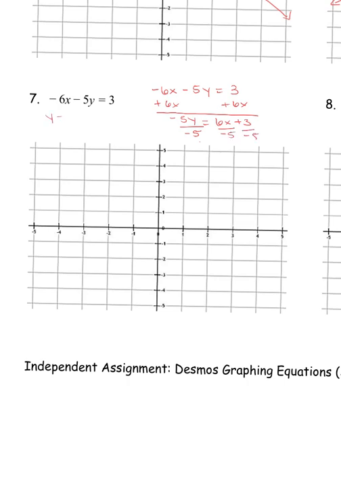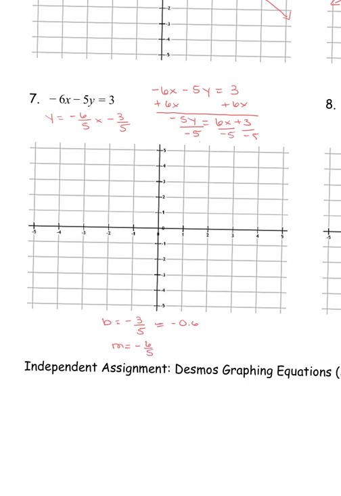And we get y is equal to negative 6 over 5x minus 3 over 5. All right, so looking here, we have to start with our y-intercept. So we know that our y-intercept, which is b, is negative 3 over 5, which is equal to negative 0.6. And then for our slope, we have negative 6 over 5.